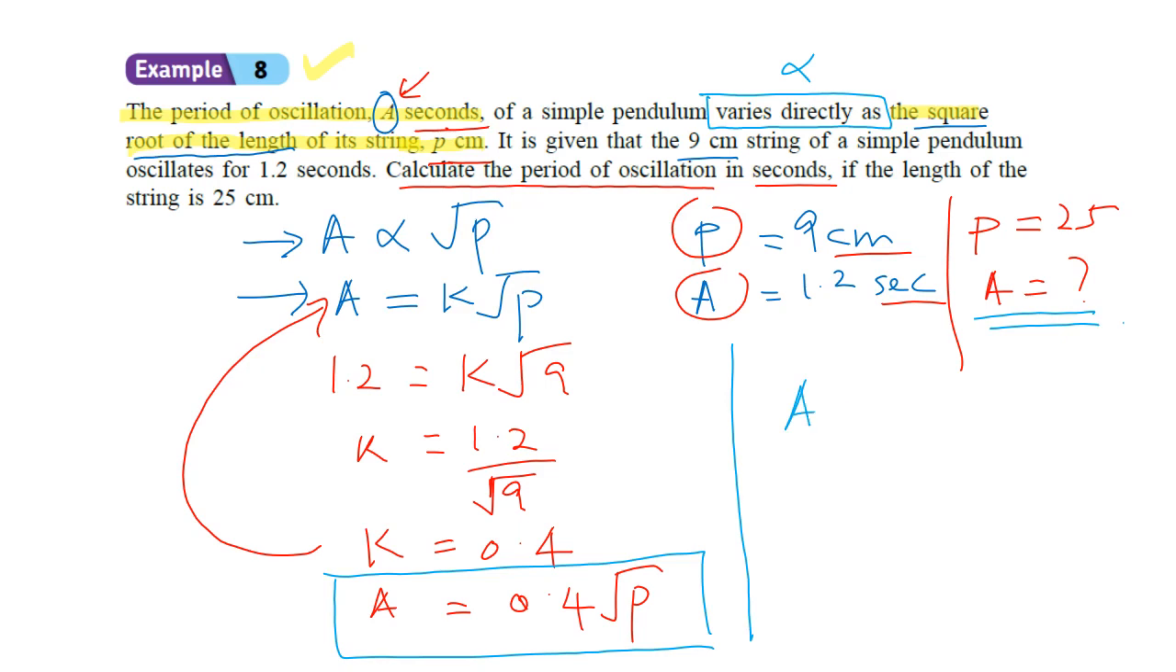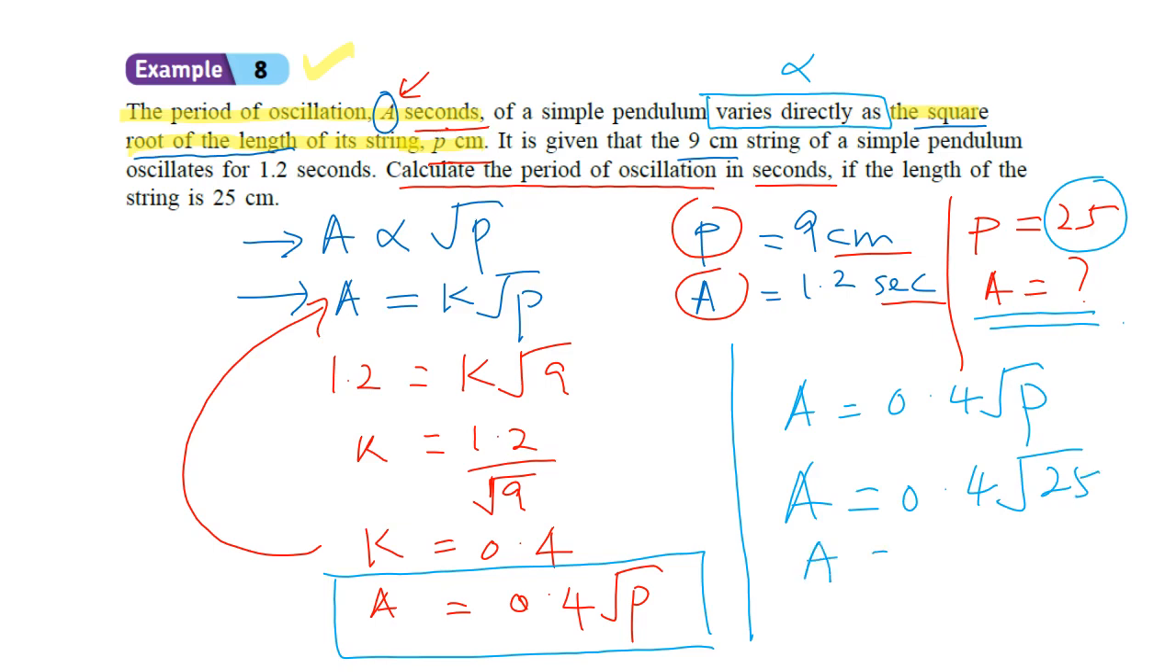Okay, so you write back this one. Your P is 25, so A equals 0.4 times square root of 25. Use calculator, you get 2 seconds. So this is the answer. As simple as that.